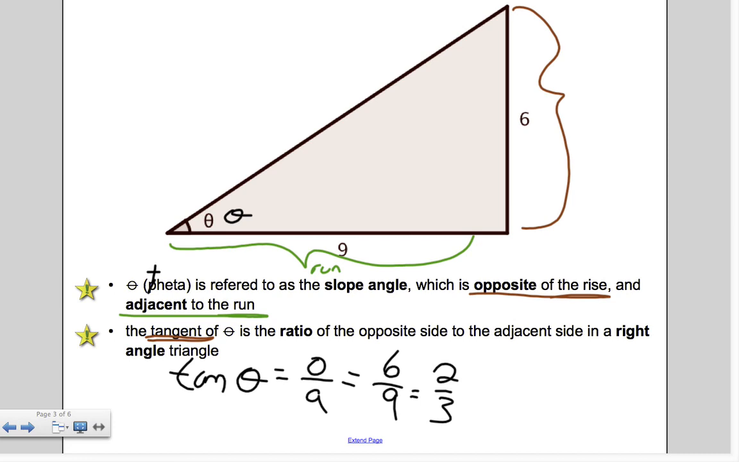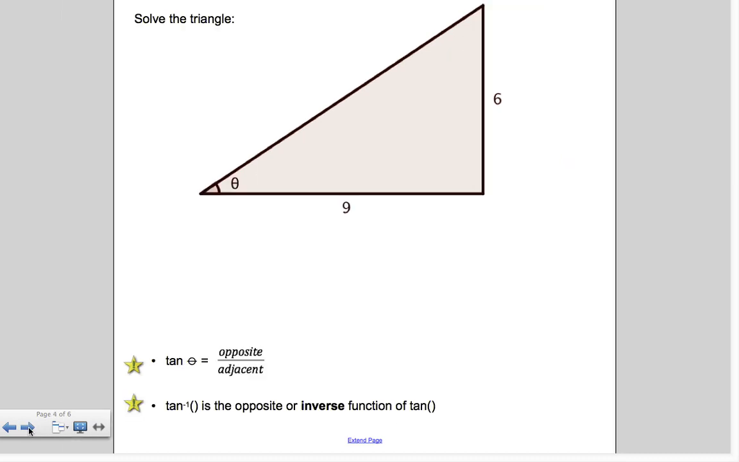Okay, everybody good with this? Tan of theta, the tangent of this angle, is the ratio of opposite over adjacent. Okay? You'll see in your calculator, it is a function as well. We'll see that.